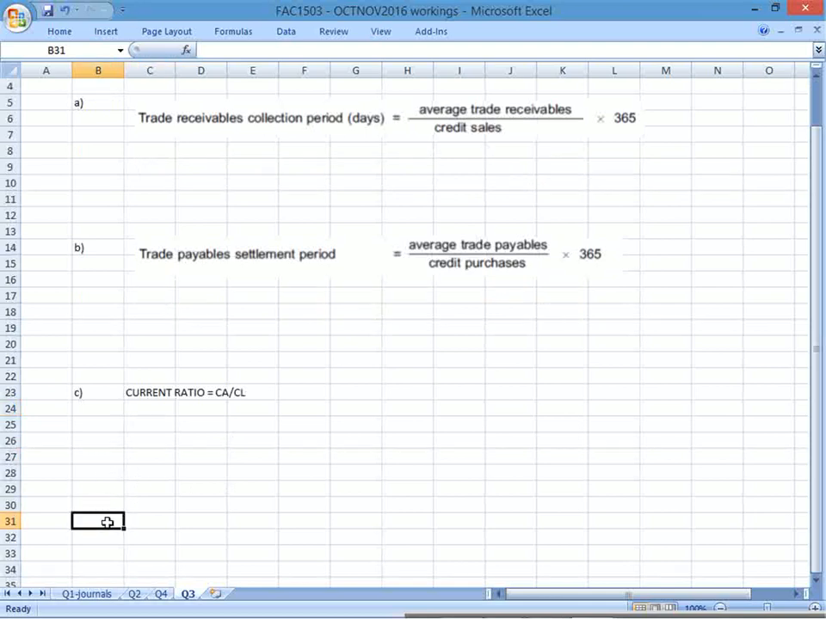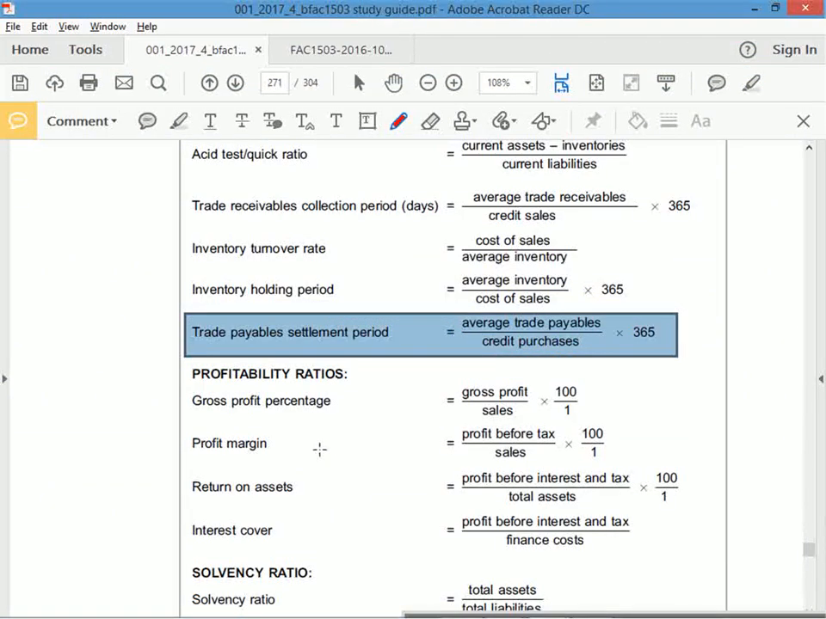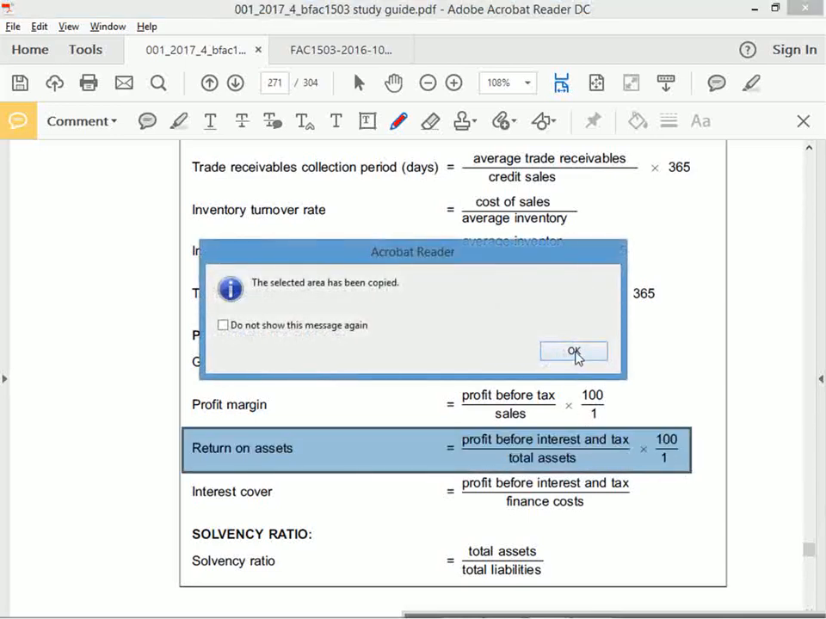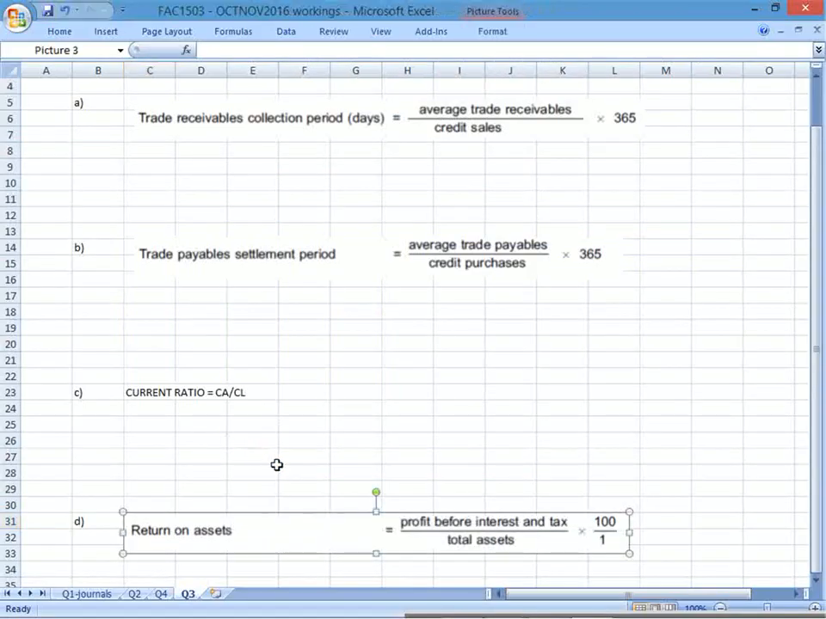Okay, D, please. Return on assets, same thing. We don't really need to study that one, but the return we need to know. Okay, so this one I will copy paste because it looks nice like that. Numerator and denominator. Let's put that there.